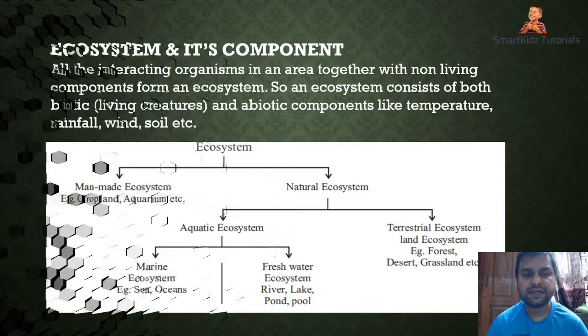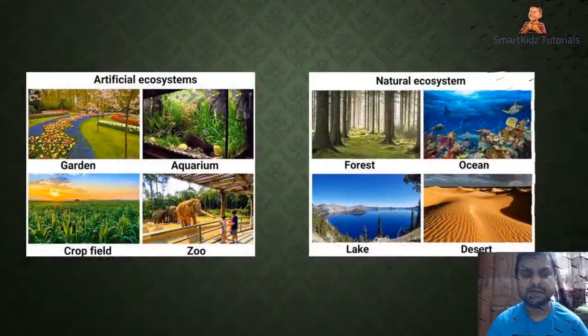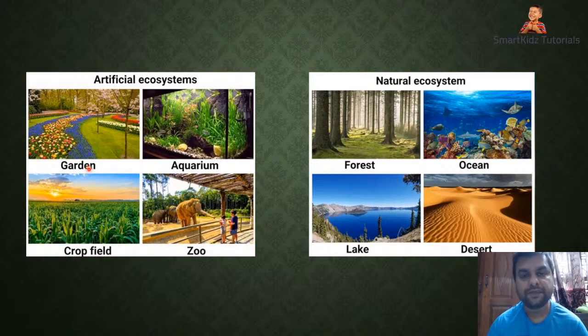Here are some examples that you can see and identify for yourself. Artificial ecosystem, natural ecosystem. So artificial ecosystem, a garden. A garden is not a natural ecosystem, but is deliberately or purposefully crafted for people for aesthetic beauty. You have aquarium, again, something that we, for our personal pleasure, keep fish in.